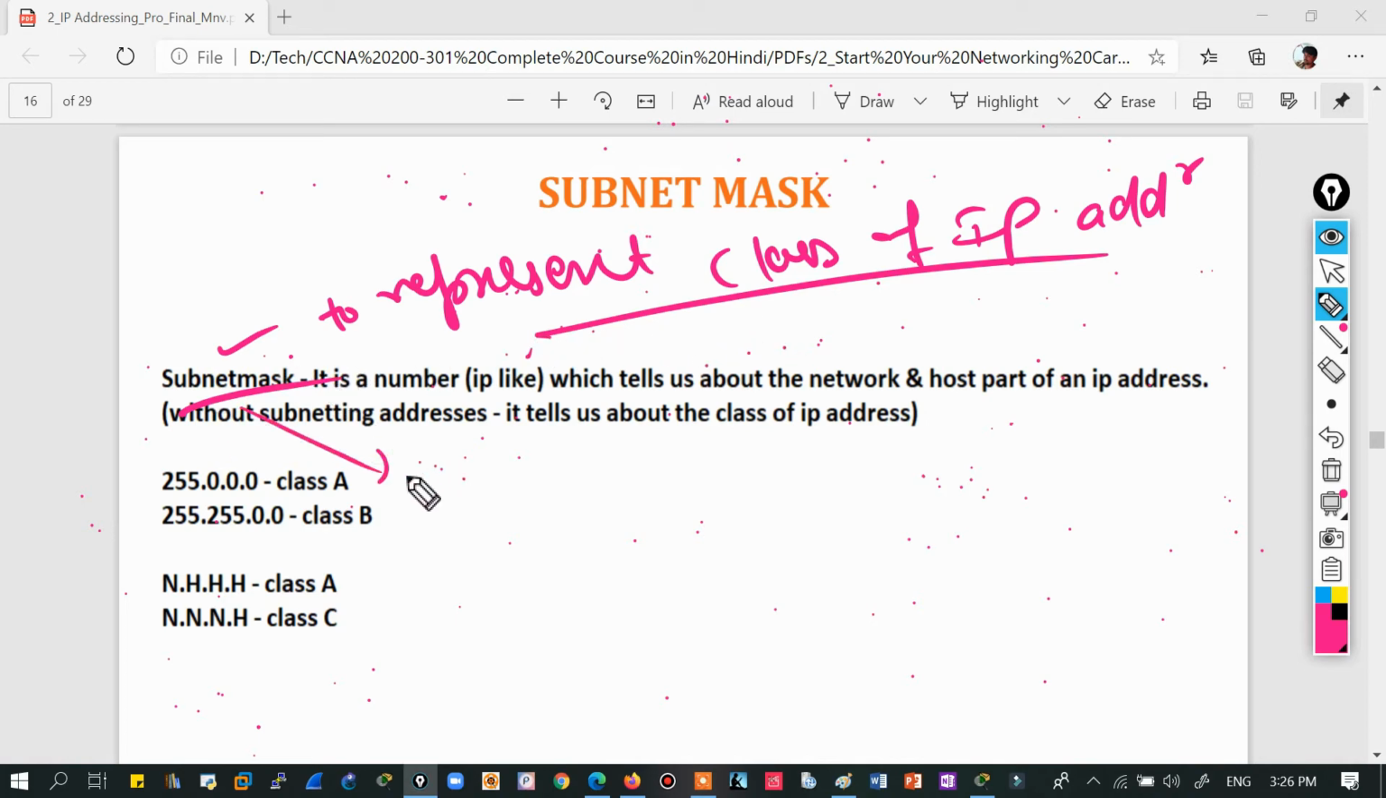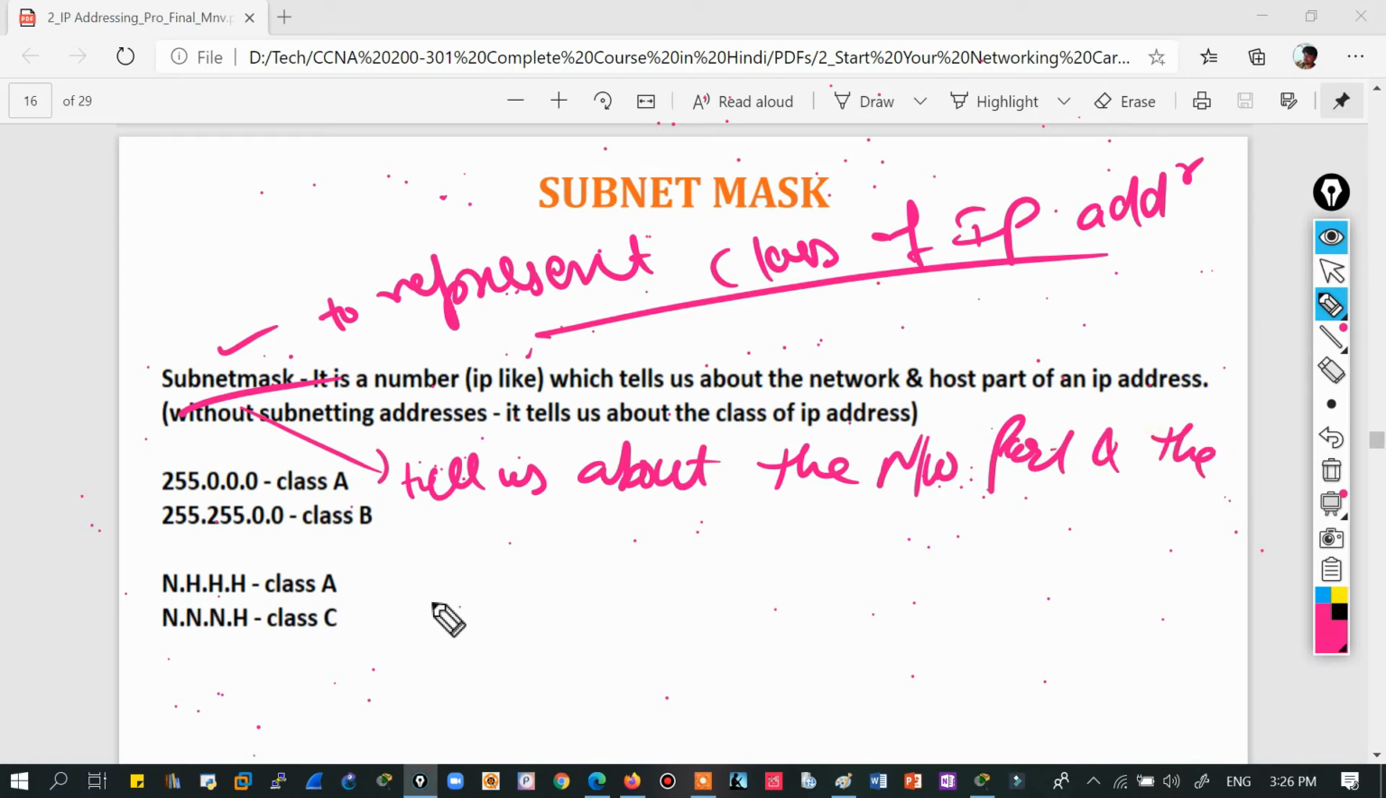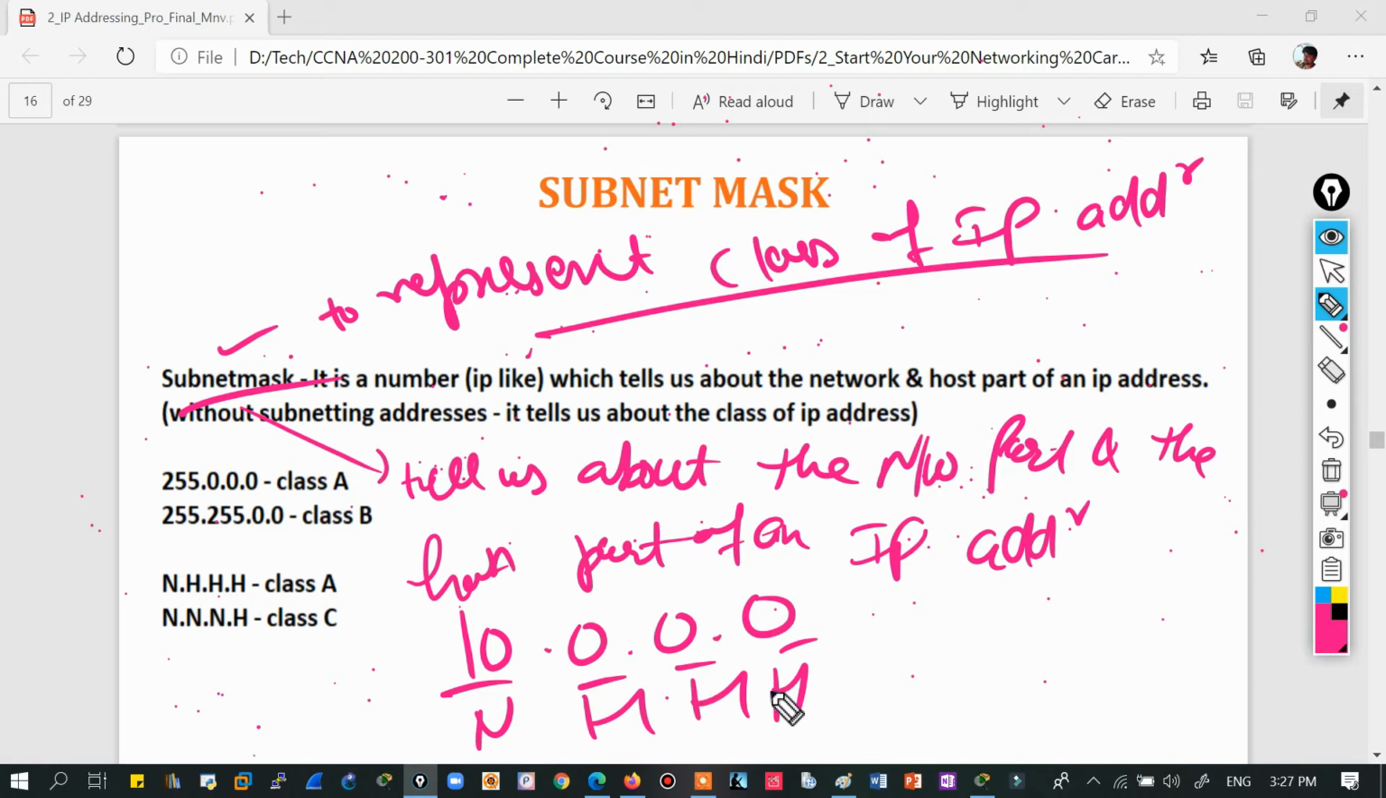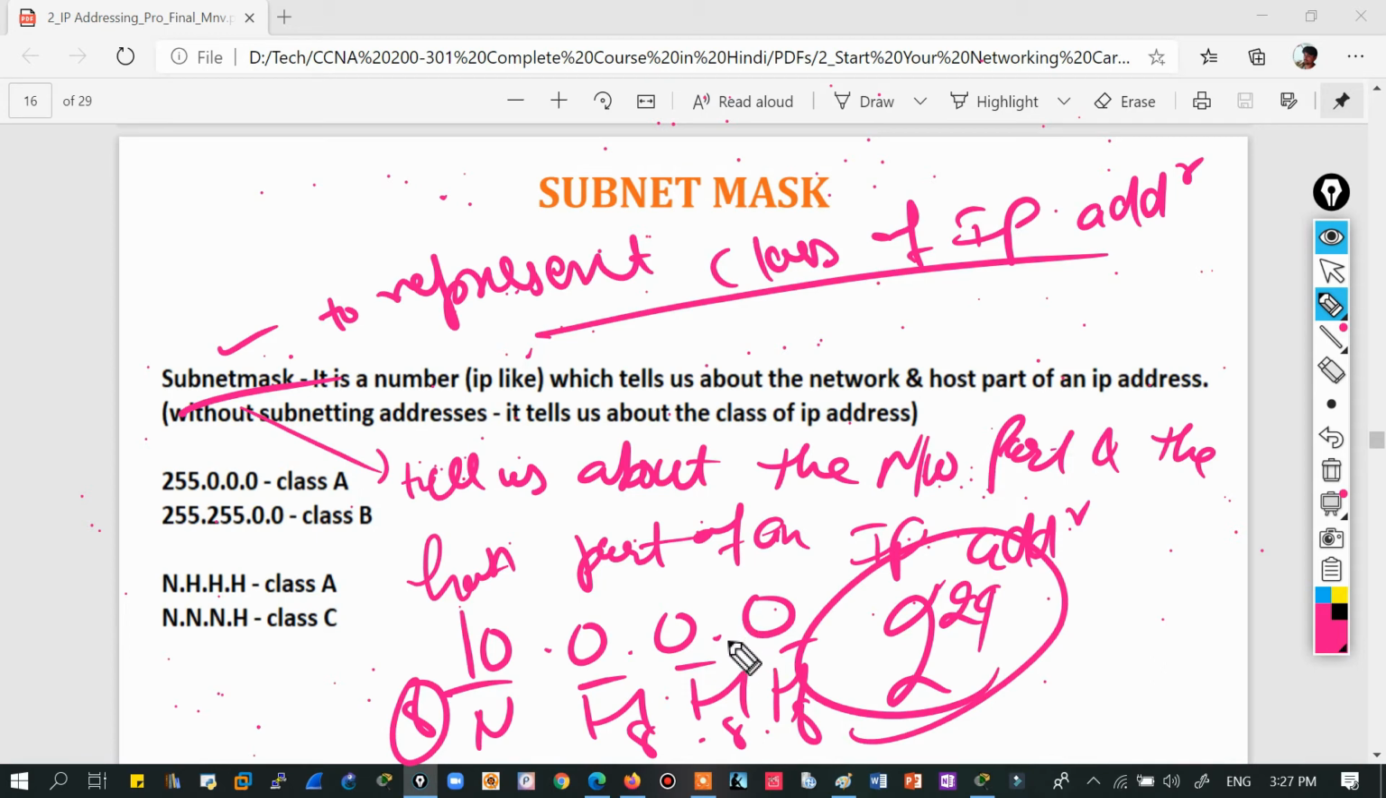So what is the exact definition? The subnet mask will tell us about the network part and the host part of an IP address. Understood? What do we mean by that, network part and host part? I told you in class A there is one network octet and three host octets. It means 1 octet is reserved for network and 3 octets for host, so 8 bits are network and 24 bits are for host. This is why class A had the biggest number of host addresses.